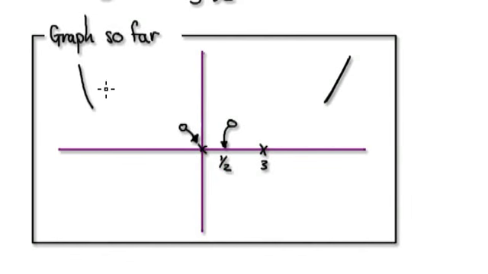I will continue in the next video. So this is our graph so far. So we know something's happening at x equals a half, and we know something weird is happening at x equals 0. Okay?